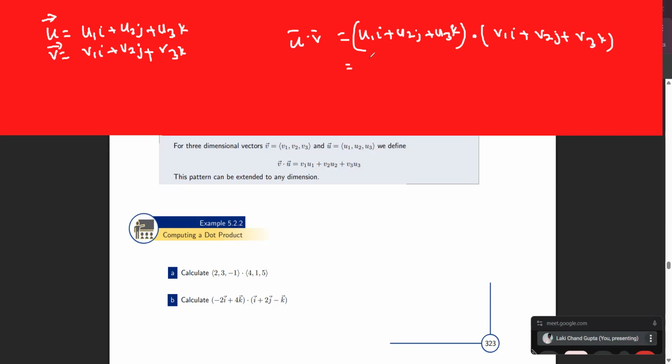u1 is multiplied with v1 plus u2 is multiplied with v2 plus u3 is multiplied with v3. This is your answer. So the dot product is basically the product between each corresponding component. The dot product is also called the scalar product.